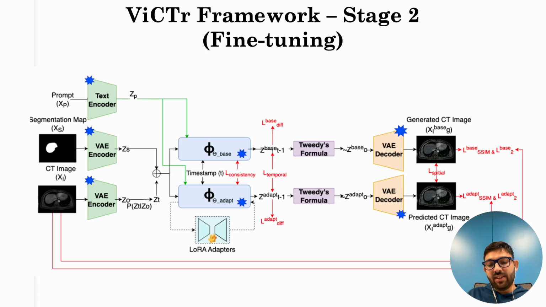So the adapt model will learn the new modalities inside medical imaging, and it should not get to mode collapse. That's why we are also adding the KL divergence between the base model and the adapt model, so that it does not move too far from the base model. So this is our entire framework for the fine-tuning, that is the ViCTr stage 2.